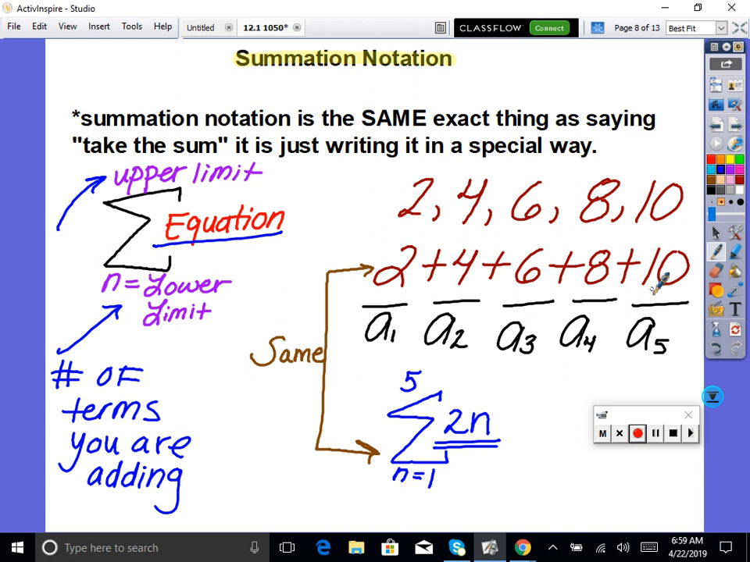Do you guys see? So if you see this, you can rewrite it in this form. And if you see this, you can rewrite it in this form. Do you guys see how we can switch back and forth? And then they just mean the same thing. You have to be able to switch back and forth.